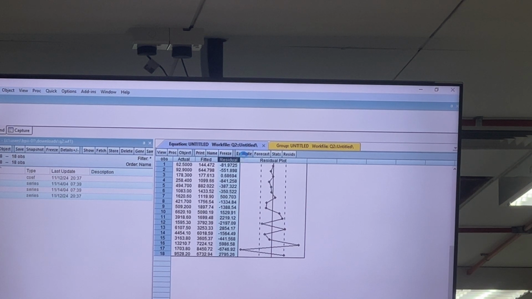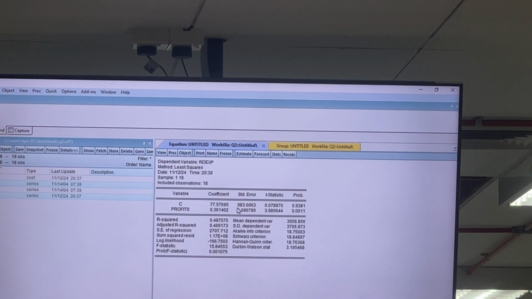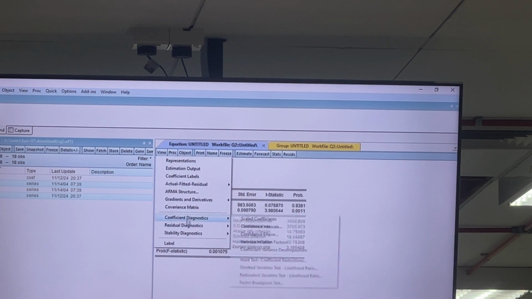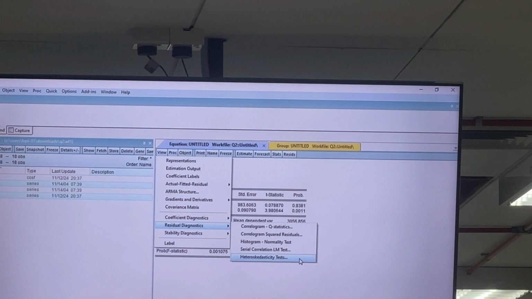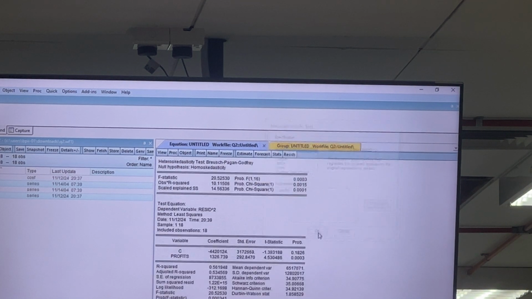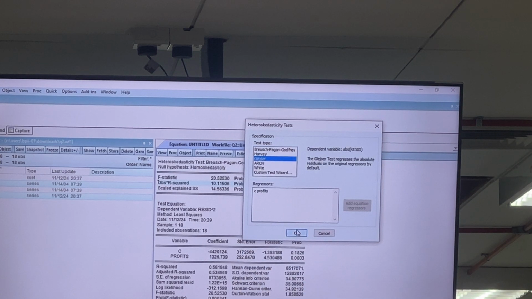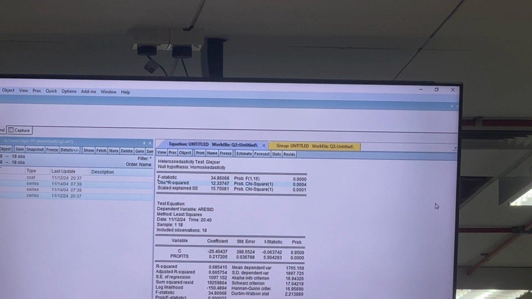So you estimate the model. For example, this one, you estimate, you get the result. And for the test, just go to View, Residual Diagnostics, Heteroscedasticity Test. Perform the test using the four tests: Breusch-Pagan, Glejser, Harvey, Hodge. So for the Breusch-Pagan, the result suggests there is a heteroscedasticity problem. How about Glejser? This one also the same. Okay, and Harvey, Hodge.